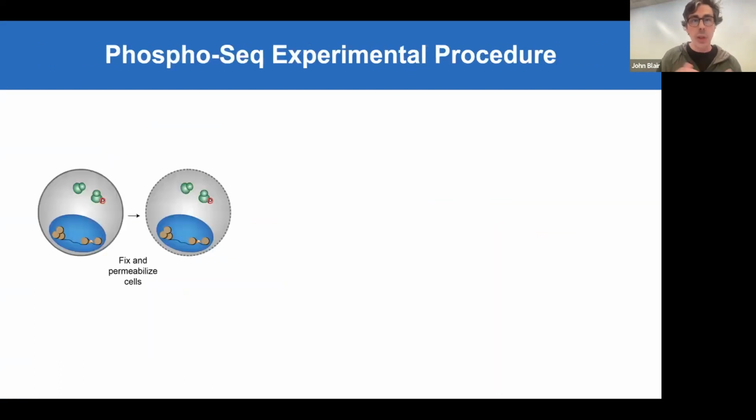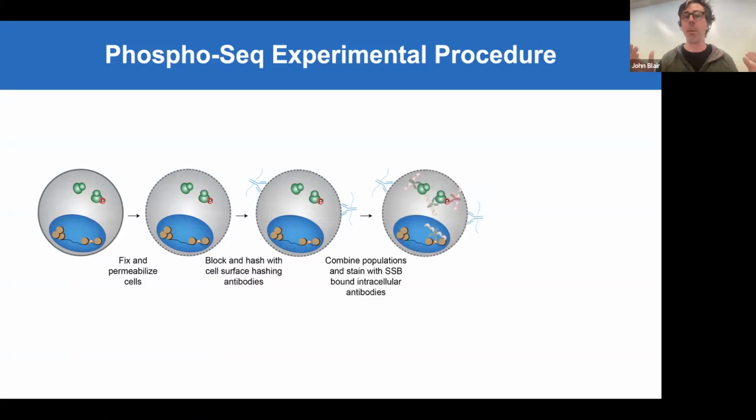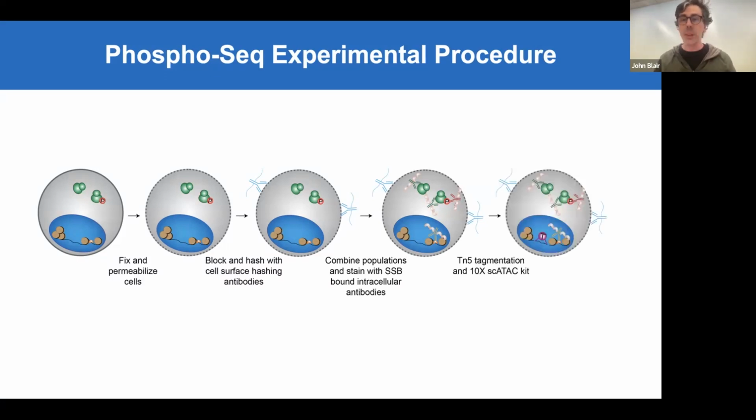Okay, so with that, we can go through the whole Phospho-seq experimental procedure. So first, you take your cells, you fix and you permeabilize them. Then you block and you hash them with cell surface hashing antibodies. Then you combine all of your hash populations and stain with the single-stranded DNA binding protein bound intracellular antibodies, so they're all stained together. Then you input them into Tn5 tagmentation and ultimately the 10x single-cell ATAC-seq kit.